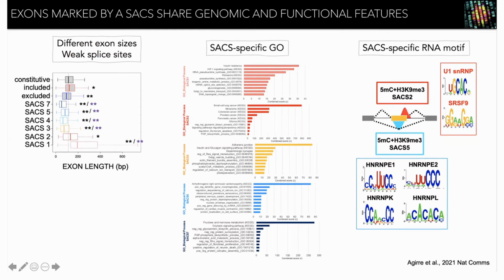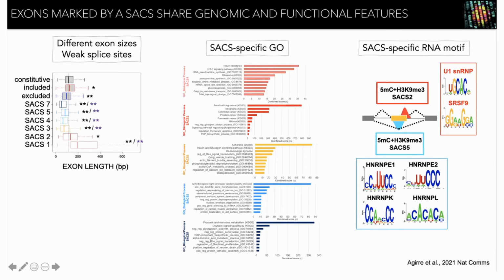Another thing we realized as well is that depending on if the exon will be enriched in one SACS or the other, those exons will have different exon sizes. Most of them will be smaller than controls and constitutive, and some of them will be extremely large. The weakness in splice sites will also be different depending on the SACS. Those SACS will have weaker splice sites than those SACS.